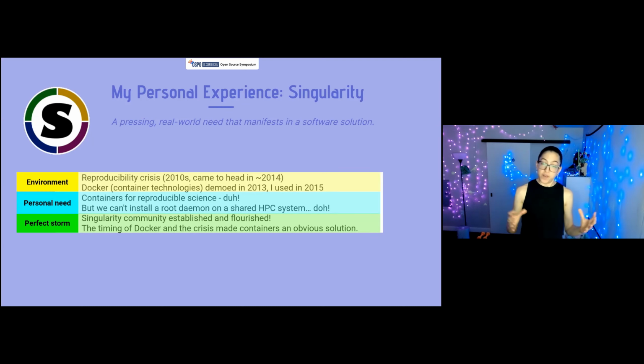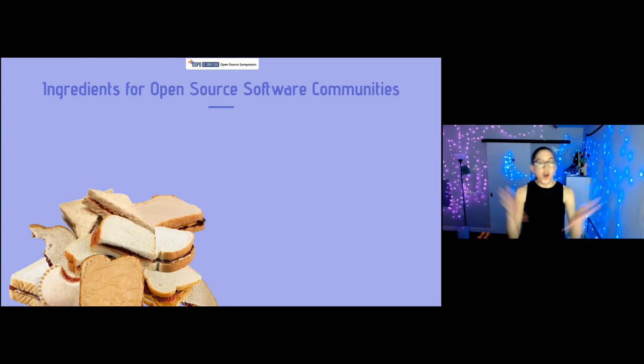And under this perfect storm, this is what allowed the Singularity community to be established and flourish, if you remember that. And I believe it's these kind of ingredients and a little bit of luck and chance, like of them coming together, that lead to a really inspired and excited community of this particular type. So with a talk that I gave in 2017 at Perk in Mind, where I said, just give them the sandwich, I present you ingredients for open source software communities.